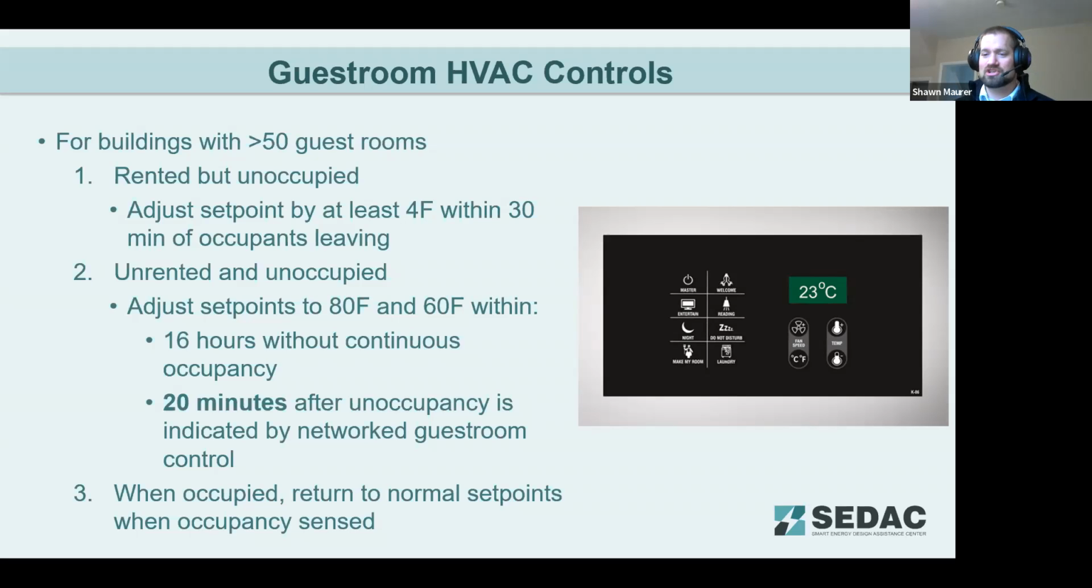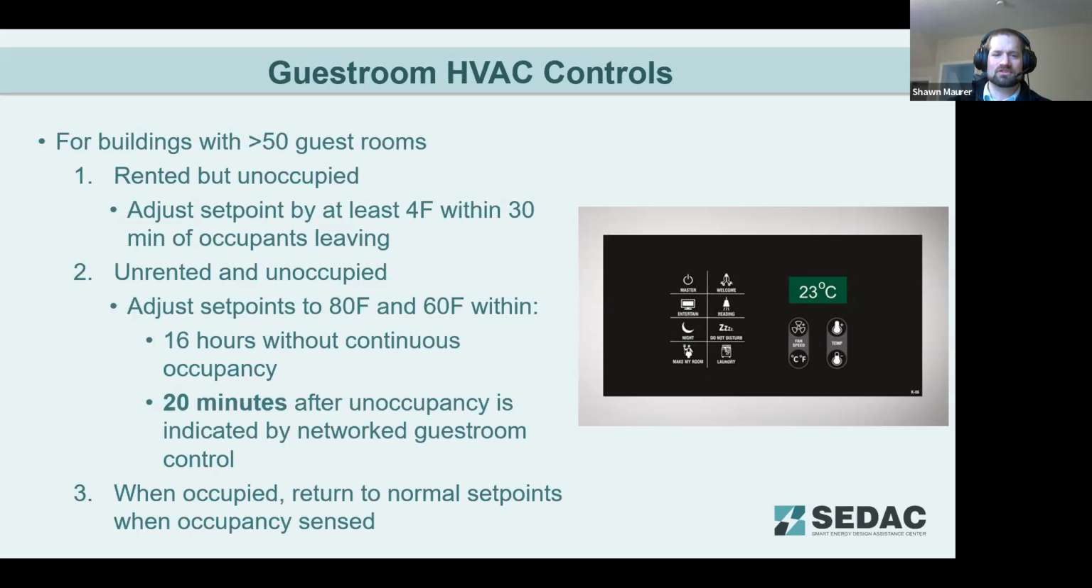The only thing that's really changed between the 2018 and the 2021 IECC is that for unrented and unoccupied guest rooms, those set points should be adjusted to 80 Fahrenheit and 60 Fahrenheit within 20 minutes after unoccupancy is indicated by the network, where in the 2018 it was 30 minutes. So a little bit more stringent on that setback trigger time period. But otherwise, the requirements aren't changed here. They've just been reorganized into something that's a little bit more intelligible and easier to read.